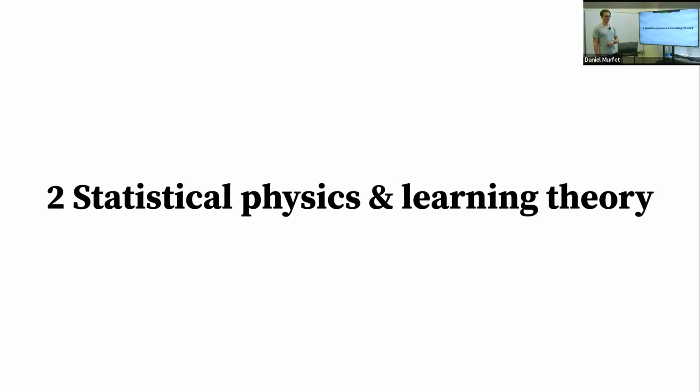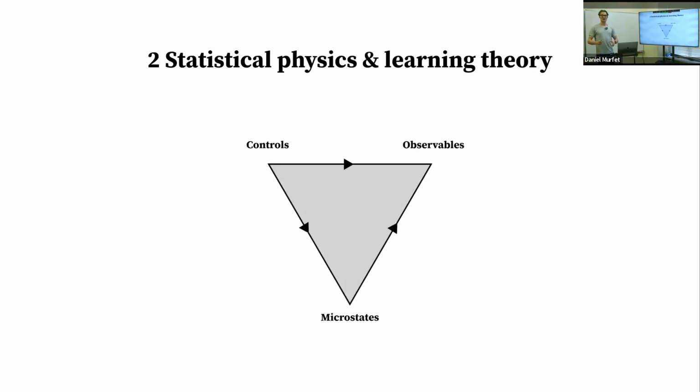Okay, so that's at a high level what we're hoping theory might help us with. Let's look at statistical physics and learning theory in a little more detail. For the rest of the talk, I'm going to be talking about the three main levels to think about. I want you to think about controls, microstates, and observables.